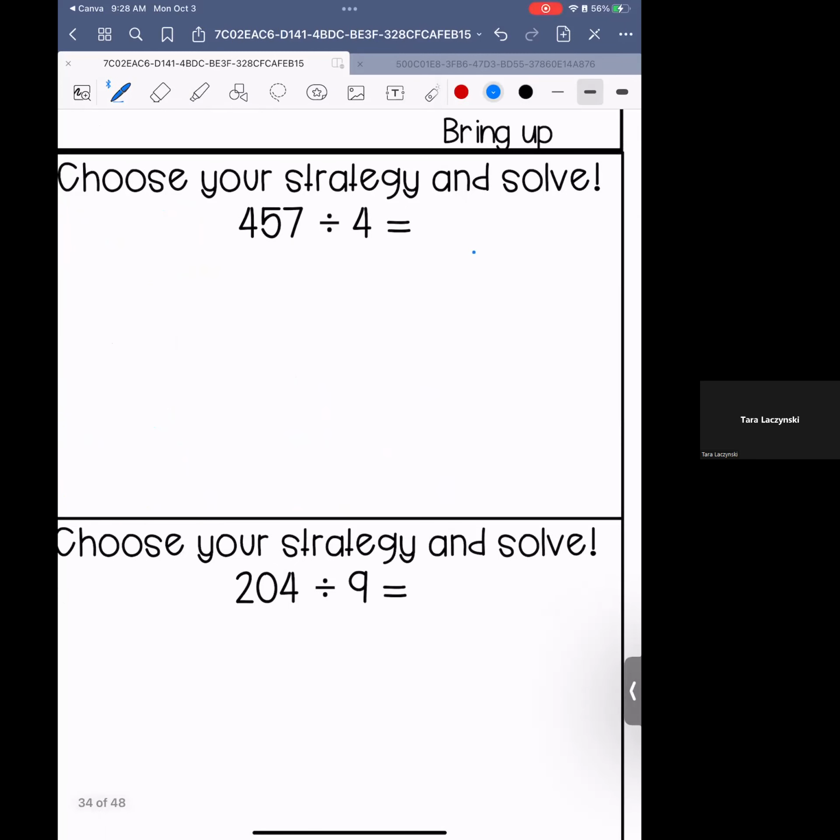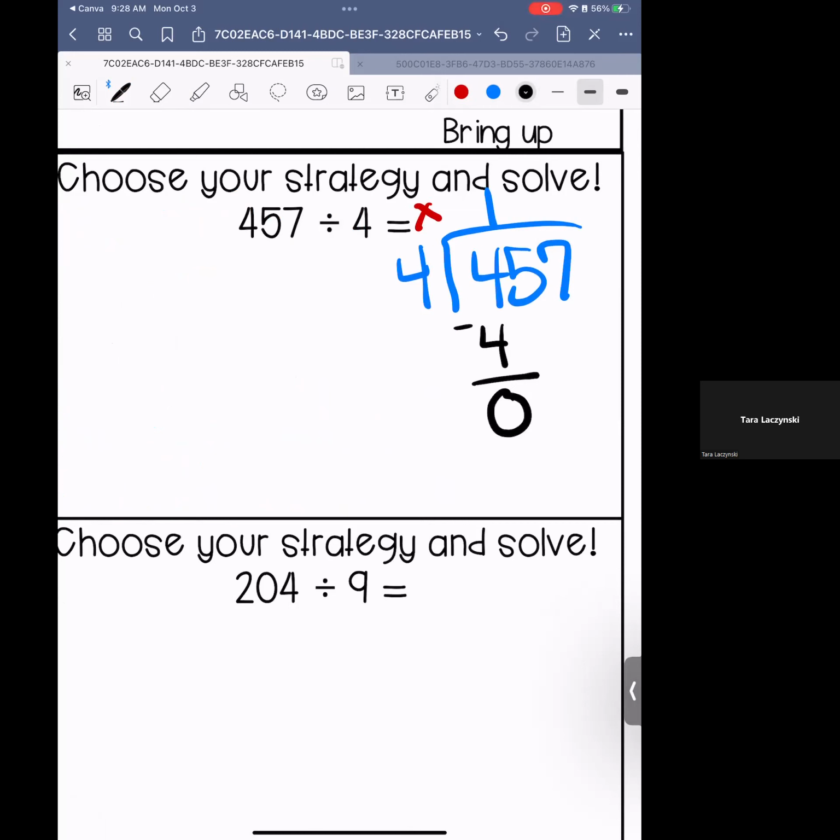Sliding next door, 457. Put the 4 inside, okay? 4 goes into 4 one time. Remember, we can put this multiplication sign right here to help us. 1 times 4 is 4. 4 take away 4 is 0. Bring down my 5. 4 goes into 5 one time. 1 times 4 is 4. 5 take away 4 is 1.